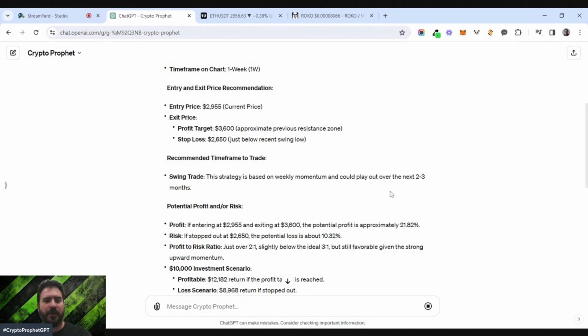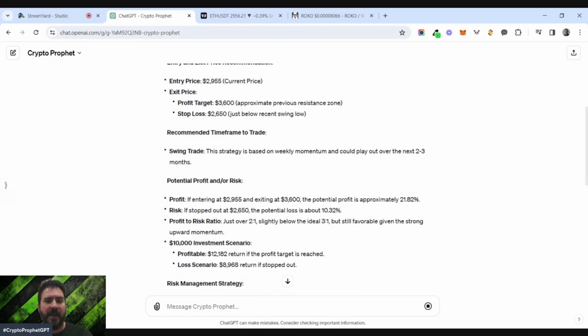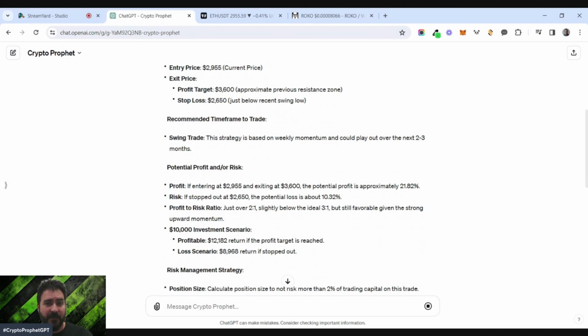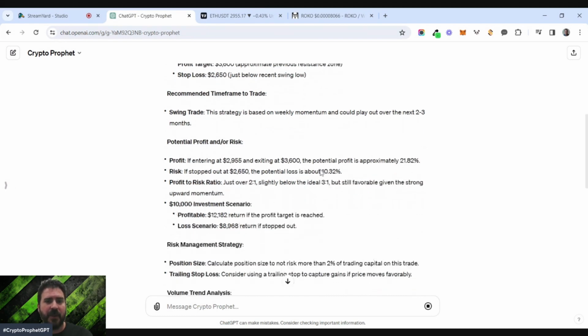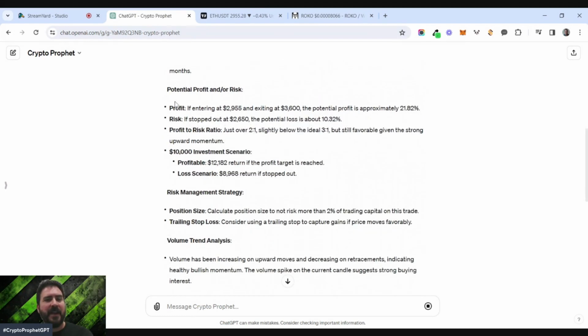So this is not a short-term trade, and it is telling you that. It's saying it's a swing trade. You should prepare to wait 2 to 3 months for this entry and exit recommendation, and it gives you the exact prices that you should be using. And then it gives you the actual risk to profit ratio. If entering at $29.55 and exiting at $3,600, the profit potential would be approximately 21.82%. The risk, if stopped out at $26.50, the potential loss is only about 10.32%.